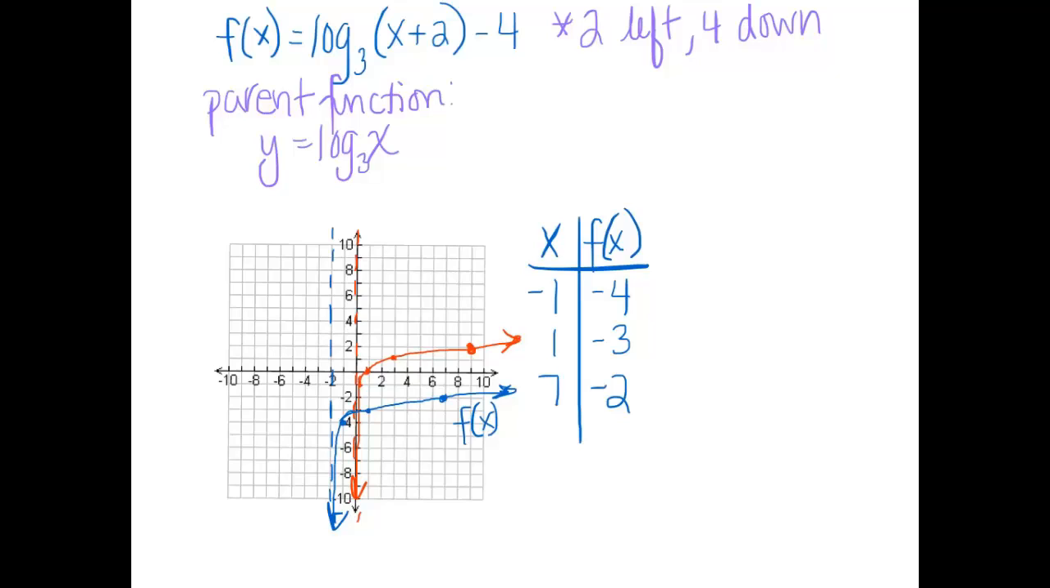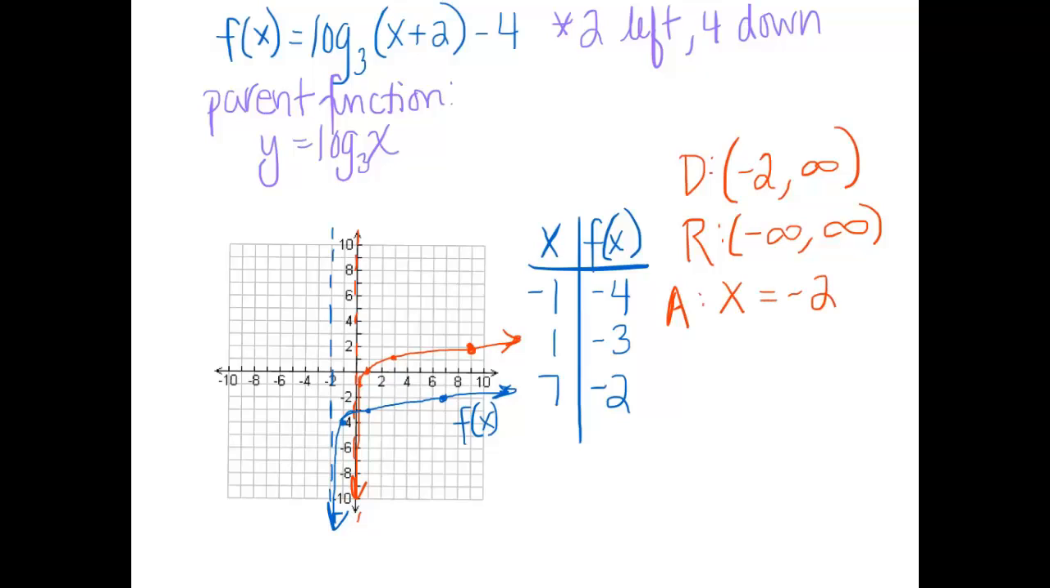If you think you're not so good at the mental math with figuring out what numbers to plug in, then maybe you just want to graph the parent function and shift it. That's fine. Let's just briefly talk about things that happened after we shifted. The domain of our log function is now negative 2 to infinity because of that left-hand shift. Our range actually hasn't changed. It's still negative infinity to infinity. Our asymptote is now a vertical line at negative 2.